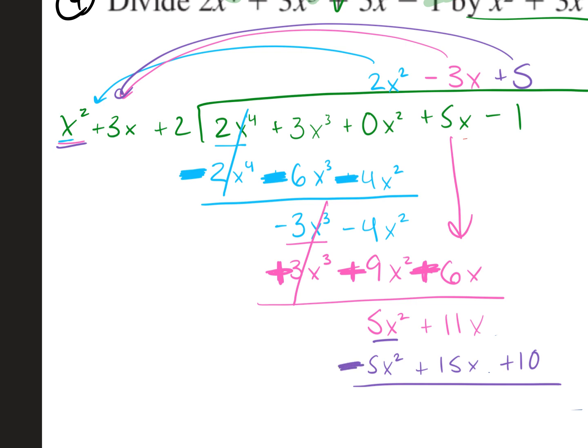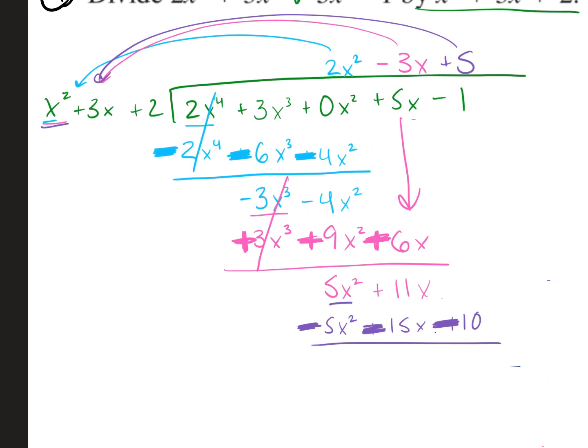Change the signs and combine. Do not forget to change the signs before you combine them together. 5x squareds cancel. 11x minus 15x would be negative 4x. And negative 1 minus 10 would be negative 11.